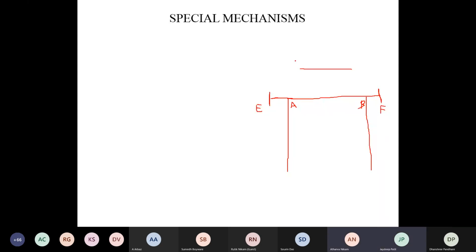Sir, the diagram is not visible. Now it is visible.